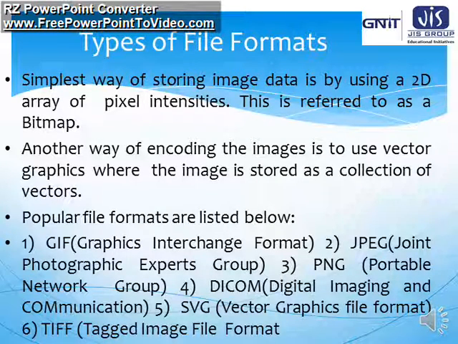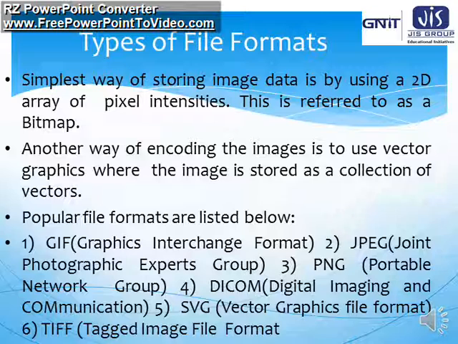So different types of file formats are also very important here. We can see the simplest way of storing image data is by using a 2D array of pixel collections. This is referred to as the bitmap image. So collections of pixel intensities can be stored, which is also known as bitmap image or BMP image.